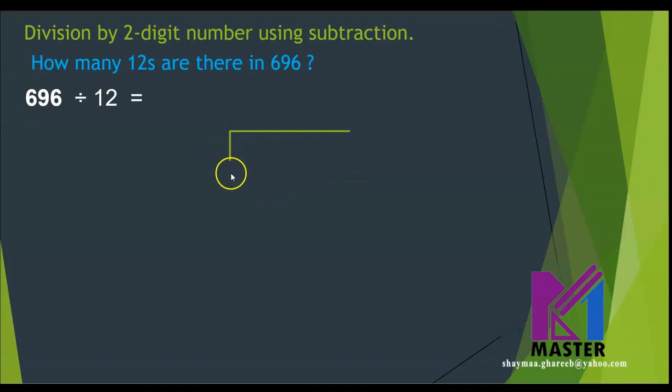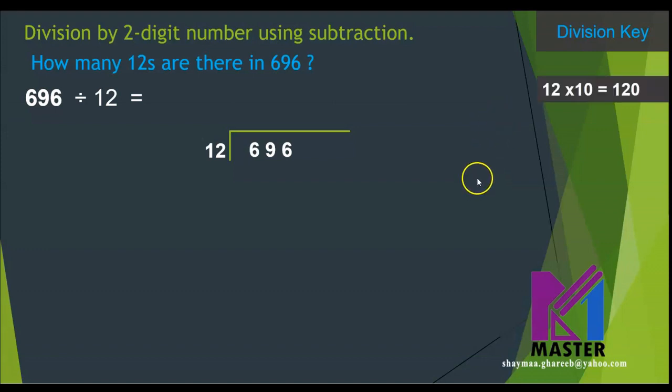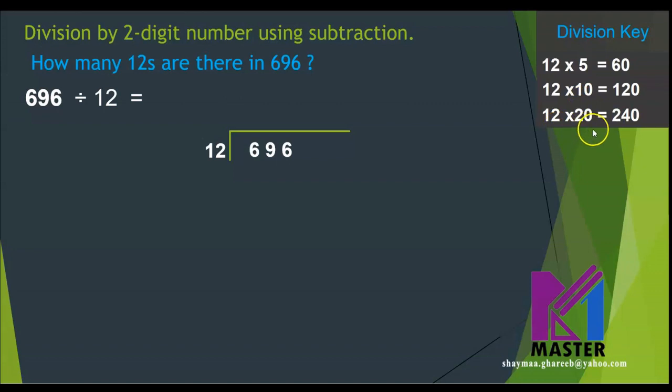First, I will draw the division sign. I will put the dividend under the division sign and the divisor on the left. So 696 divided by 12. Let's now do the division key. I will start with the 10 as usual. 12 times 10 equals 120. And from the 10, I will get 12 times 5, which is half the 12 times 10. So half 120 is 60. So now I have 12 times 5 and 12 times 10. Let's continue. 12 times 20, which is the double, and 12 times 40, 480.